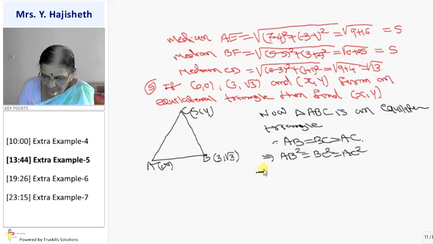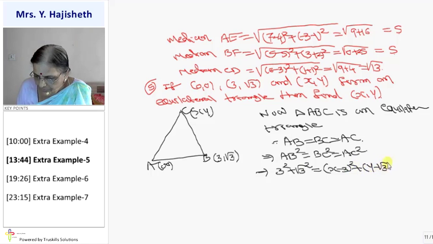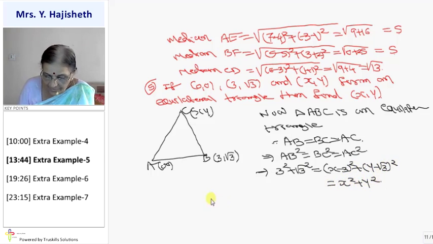अब पहले हम AB स्क्वायर का वैल्यू लिखे: 3 स्क्वायर प्लस √3 स्क्वायर. क्लियर? 3 - 0 होल स्क्वायर प्लस √3 - 0 होल स्क्वायर. BC स्क्वायर के लिए लिखे हम x - 3 होल स्क्वायर प्लस y - √3 होल स्क्वायर. ओके. और CA स्क्वायर के लिए लिखे हम x स्क्वायर प्लस y स्क्वायर. क्लियर? Now first I equate this 12 with x square plus y square.